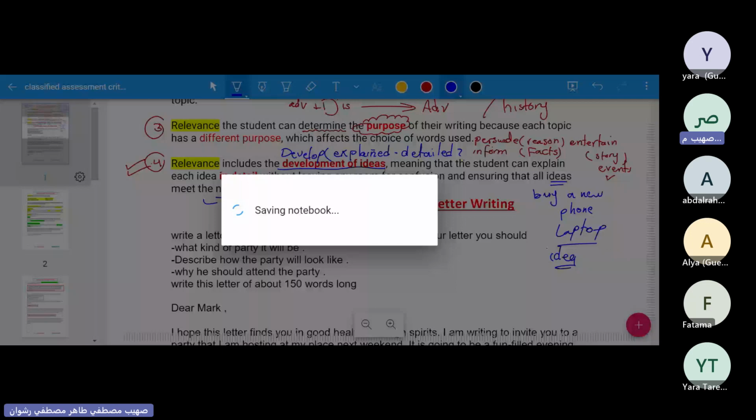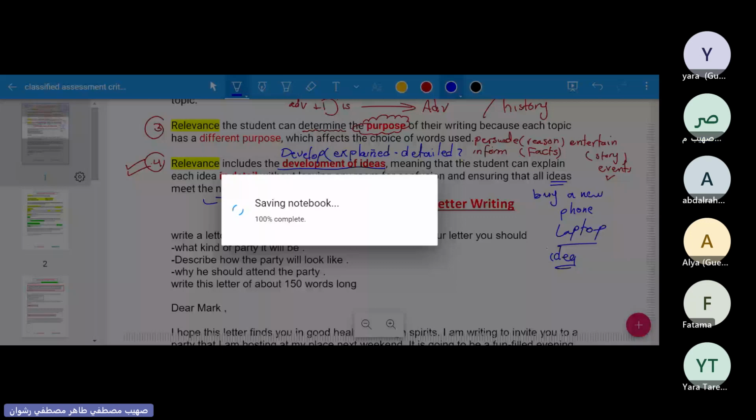Okay, so now the content, one main element of content is relevance. What does relevance mean? 4 parts. Number 1, the student achieved the task successfully because he understood the task and wrote about the required task, not about a different task. This is named as task achievement or task fulfillment.